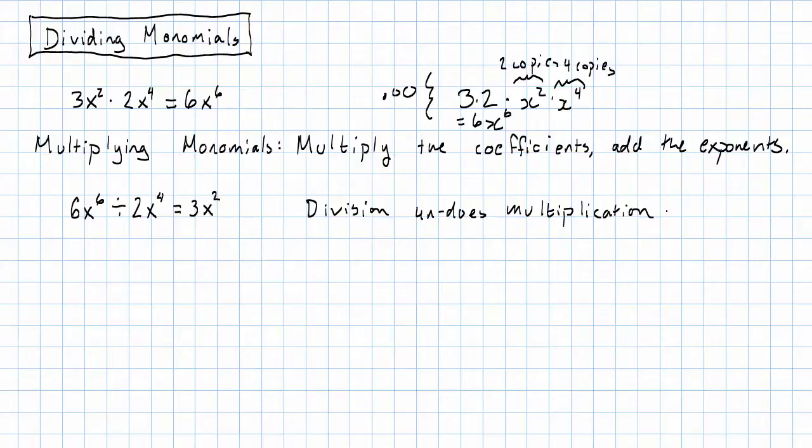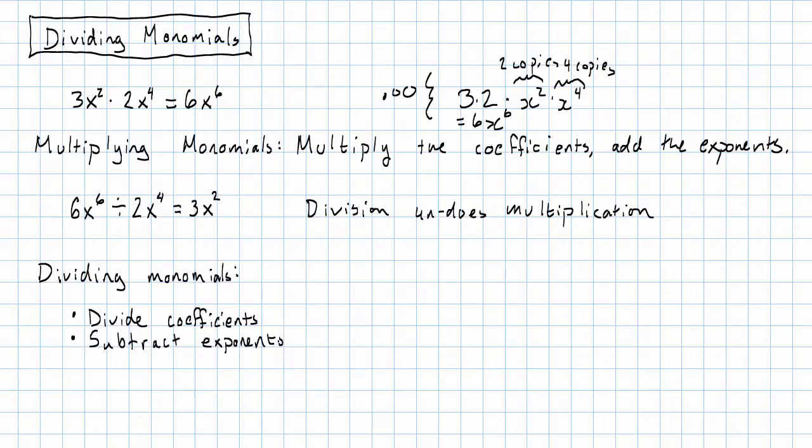And since when we multiply monomials, we multiply the coefficients, when we divide monomials, we divide the coefficients. Since when we multiply monomials, we add the exponents, when we divide monomials, we subtract the exponents. So, in this example, 6 divided by 2 is 3. 6 minus 4 is 2.